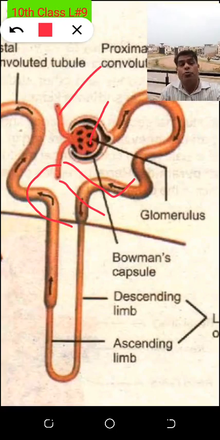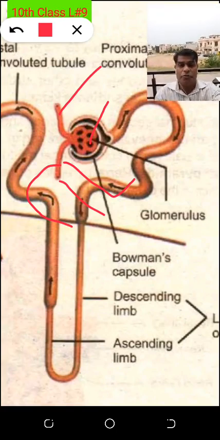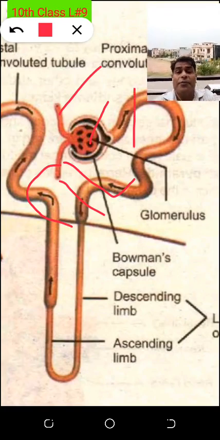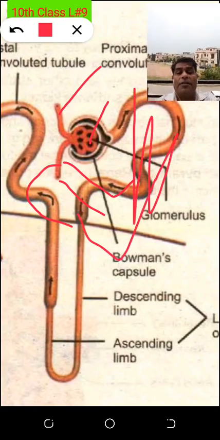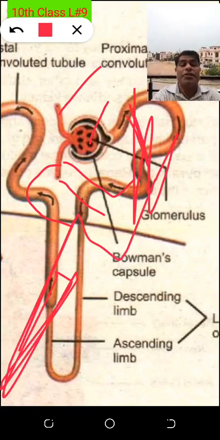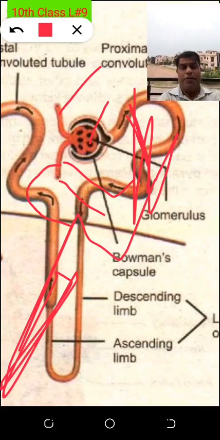The peritubular capillary will surround this part of the nephron. This whole part of the nephron which I am highlighting is called the renal tubule. The renal tubule has three parts.